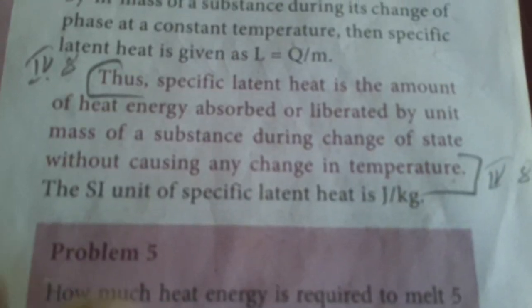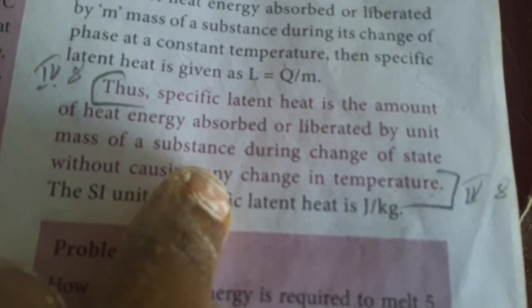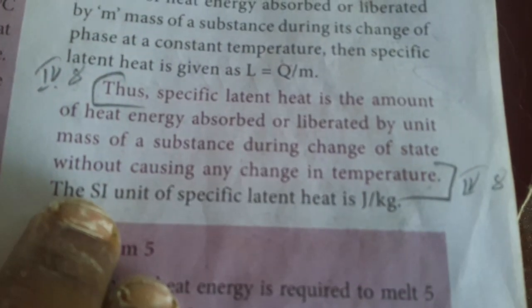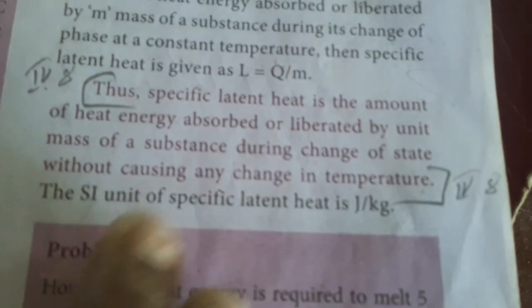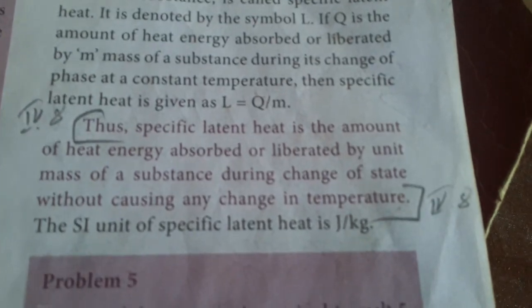Next, 8th question, define specific latent heat. Page number 87. Specific latent heat is the amount of heat energy absorbed or liberated by unit mass of a substance during change of state without causing any change in temperature. The SI unit of specific latent heat is joule per kilogram.